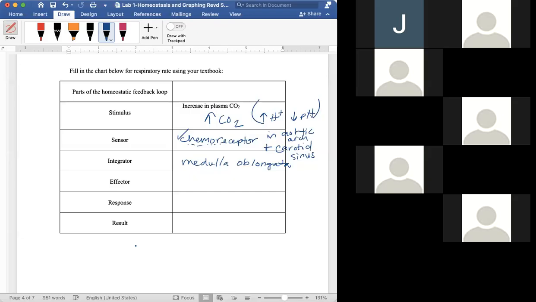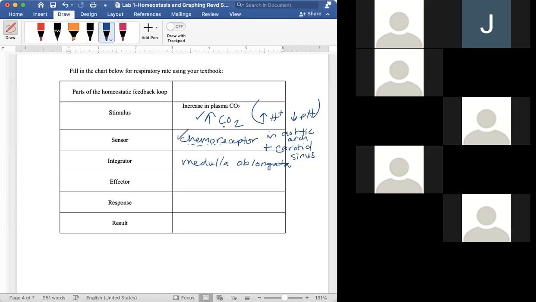So does that mean blood pH is actually a stimulus? It is, but I don't want you to focus on that right now. I want you to understand one of the pieces first, and then we're going to add more detail when we get to the respiratory system. But you are correct. I want to make it easier when you're first learning these.